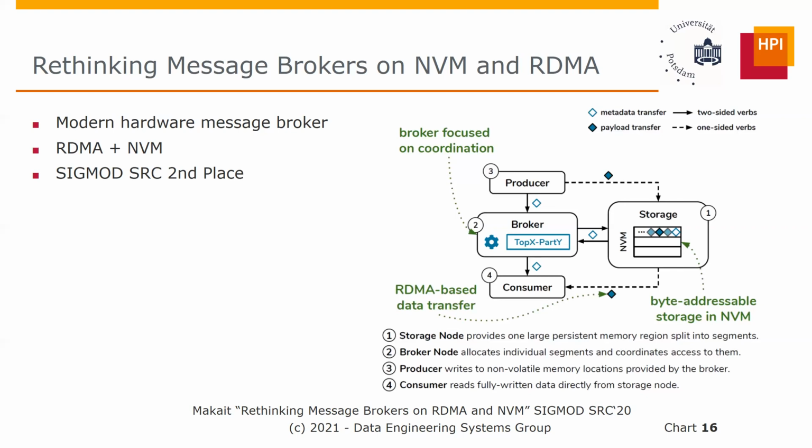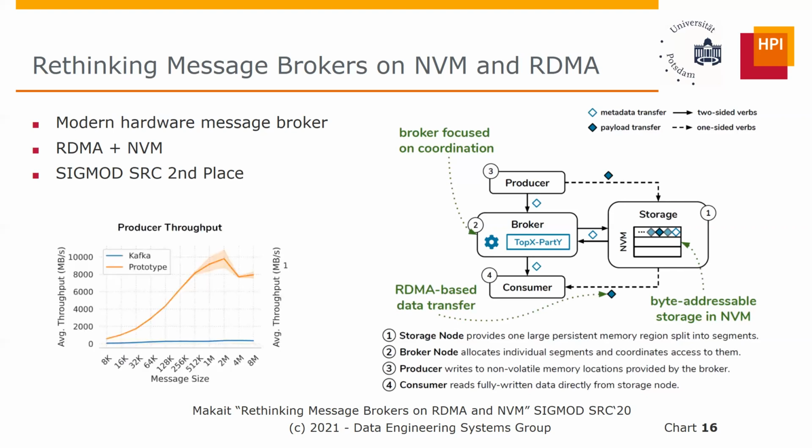The nice thing also is we can place the broker either directly at the producer or the consumer and have almost zero CPU overhead here and have the data directly where we want it. And it's persistent because non-volatile memory is persistent. So this all, again, gives us quite a nice performance improvement.